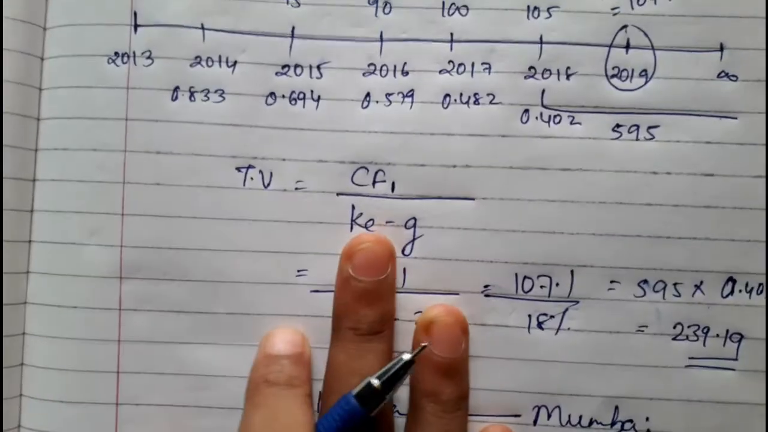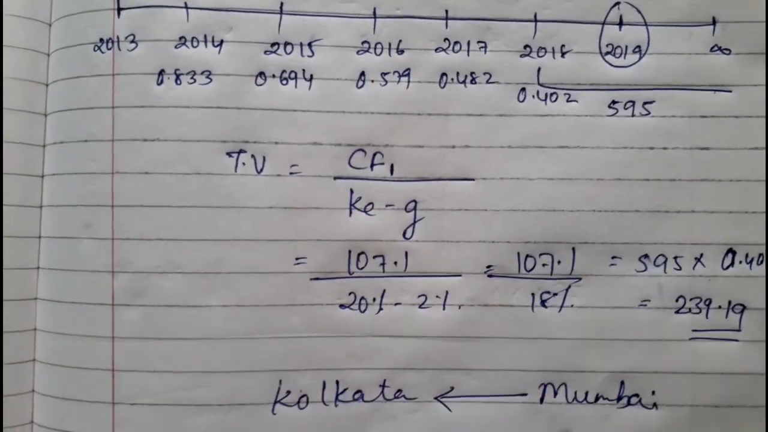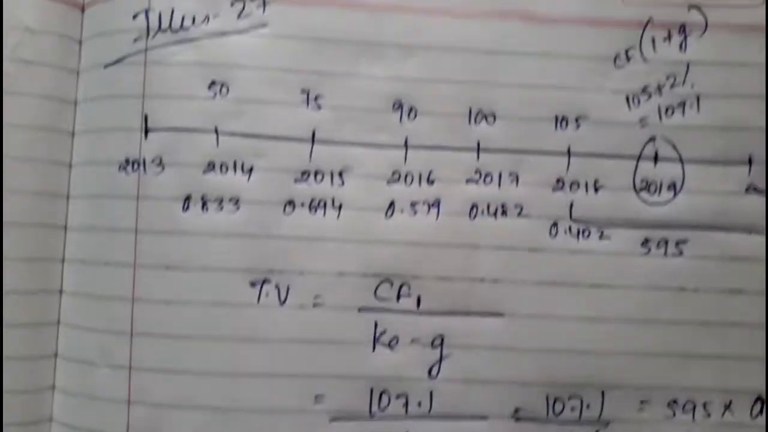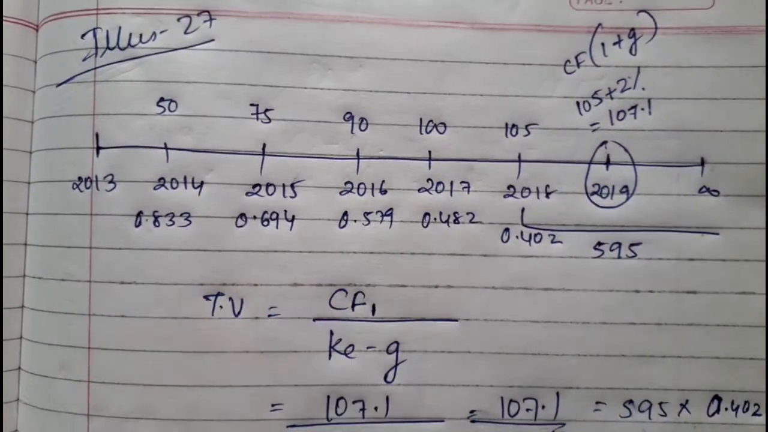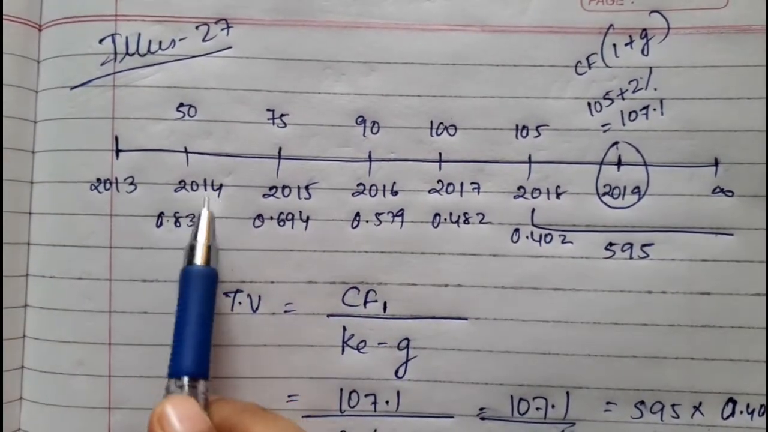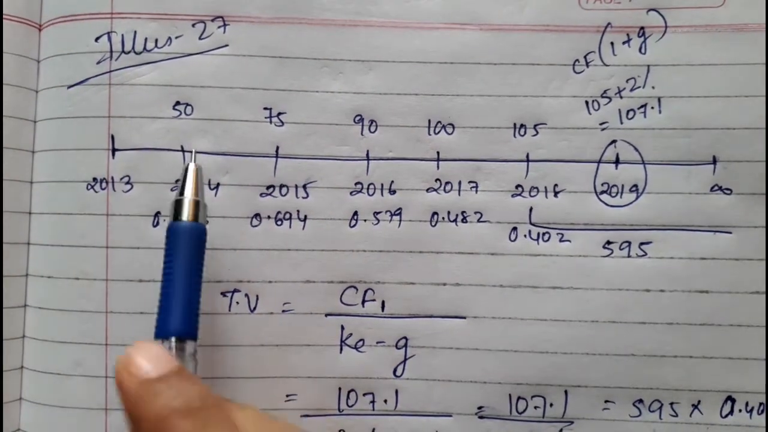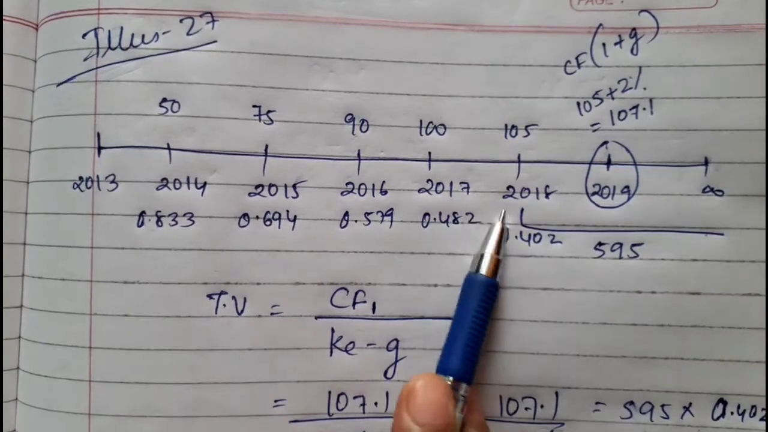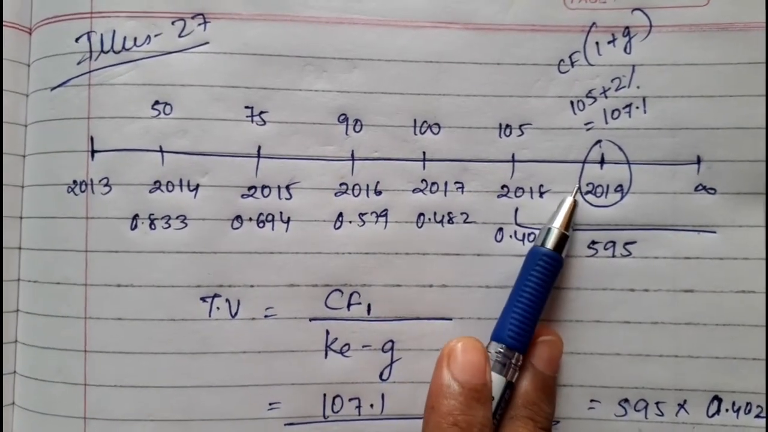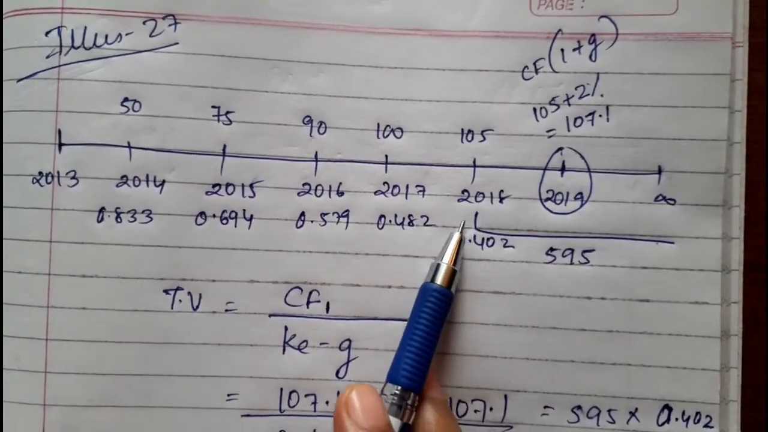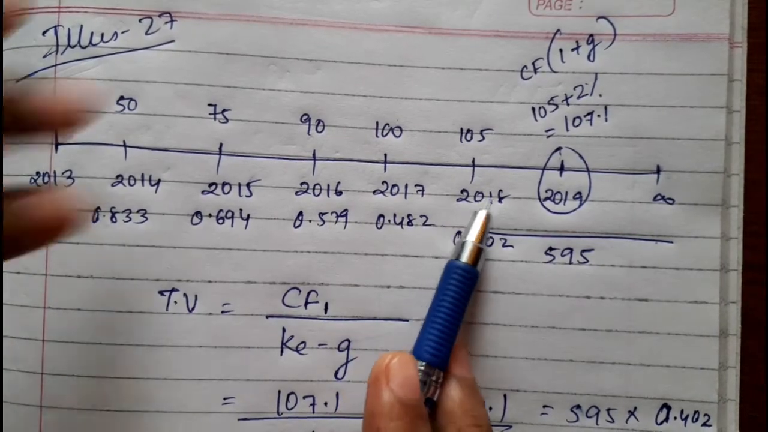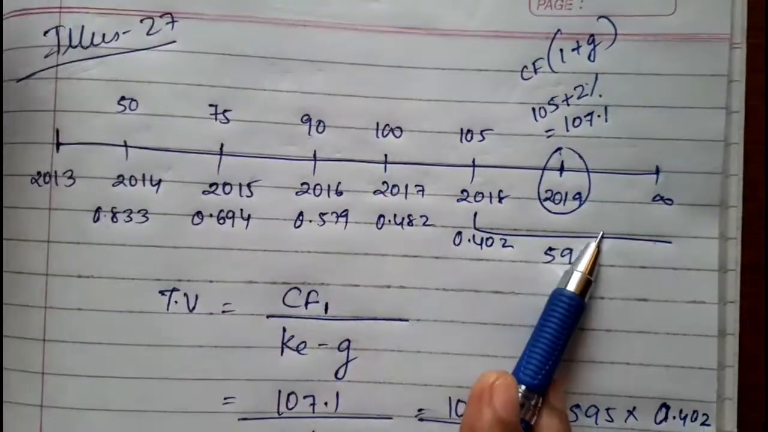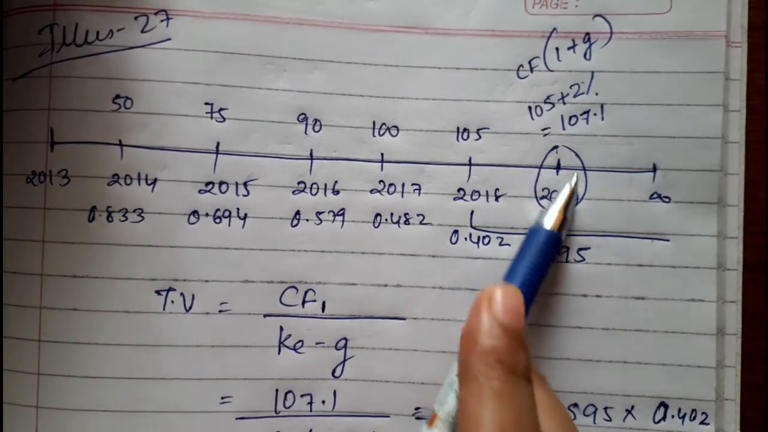the time scale would be this: 2013, 14, 15, 16, 17, 18, 19, and so on. And here the projections have been given, like for 14 we have 50 lakhs, 75, 90, 100, 105. From 18 onwards, they are saying it's estimated to grow at a 2% growth rate. So we have to find terminal value. For finding the terminal value, we take the cash flow of 2019.